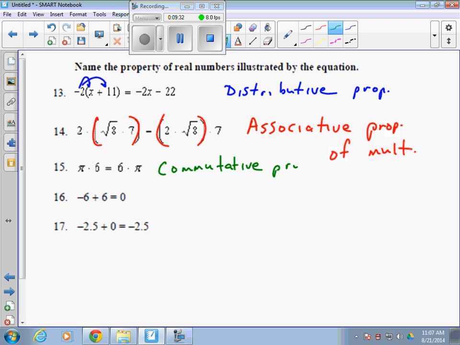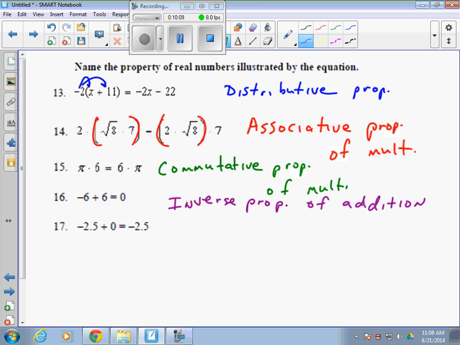And its property, again, it's talking about multiplication, so it's the property of multiplication. Next one says negative 6 plus 6 is equal to 0. You're creating 0, or you're canceling out the negative 6 value. So this is the inverse property, and it's of addition. There is no inverse property of subtraction because you do addition and subtraction the same way.